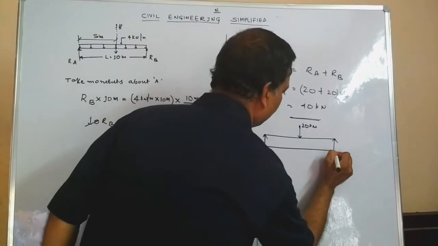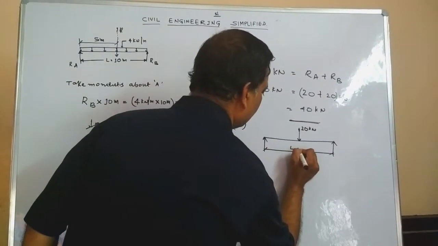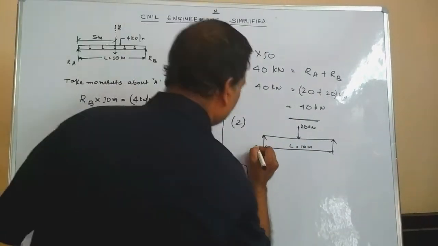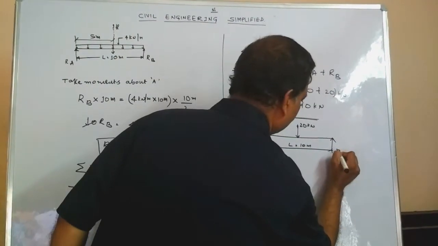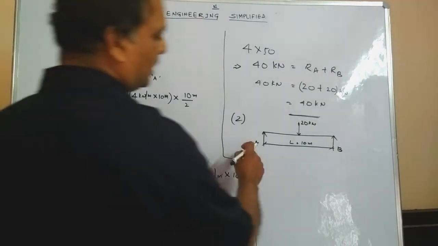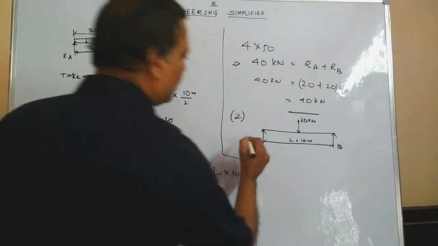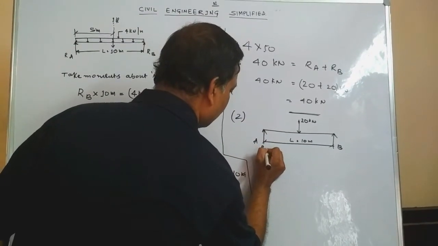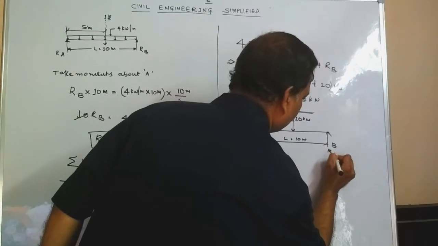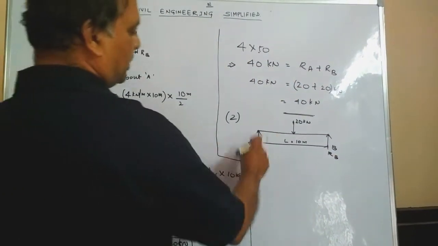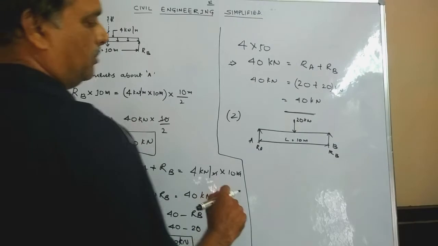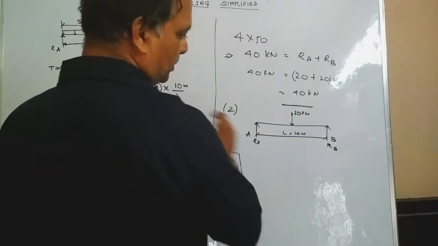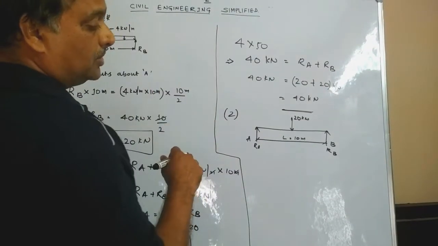Let us take this span L as again 10 meters. L can be anything, but in our case, we are assuming it to be 10 meters. And again, I am calling the two supports as A and B, and the reactions can be RA and RB. RA at point A, RB at point B. So how to calculate? We are proceeding again on the same principles as that of the last case.